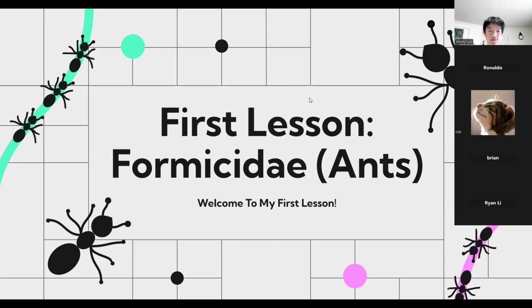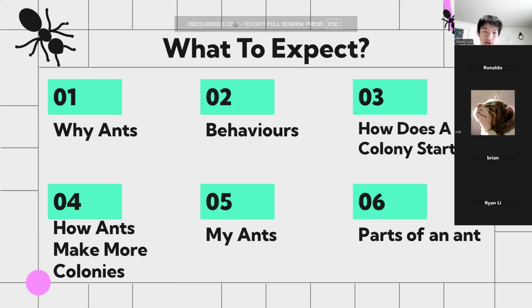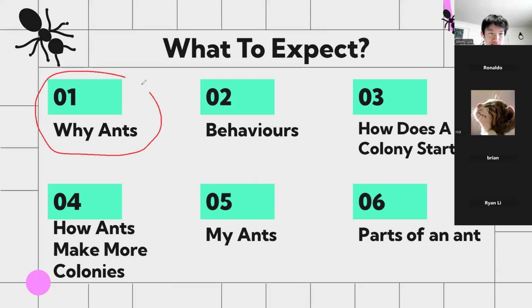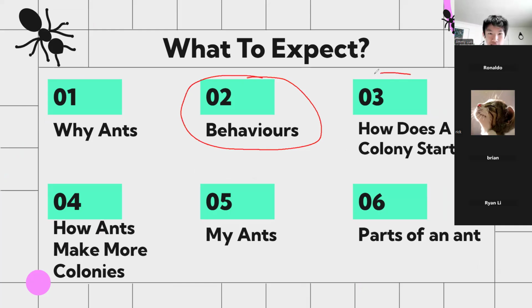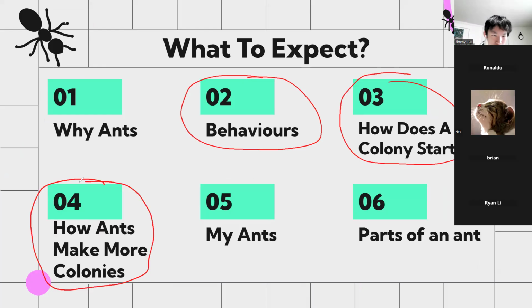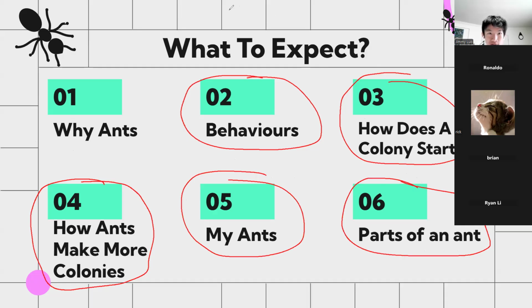All right, so what should you expect in today's lesson? We will talk about why I chose ants to be our first lesson, these cool little fellas, and we'll talk about their behaviors and how an ant colony starts. Then we'll talk about how ants make more colonies, how ants reproduce, how ants basically make more ants. I will also talk about my ants, and we will talk about the body parts of an ant.